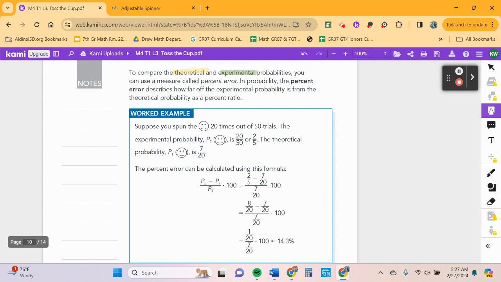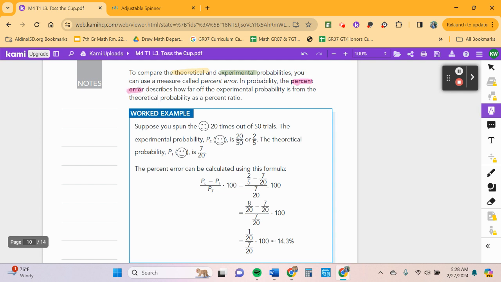Alrighty, let's review. Remember, theoretical, you should have said, is what we predict is going to happen, and experimental is what actually happens when we do the actual experiment. All right, let's continue. To compare the theoretical and experimental probabilities, you can use a measure called percent error. In probability, the percent error describes how far off the experimental probability is from the theoretical probability as a percent ratio. So go ahead and highlight, underline, or circle that vocabulary word, percent error.